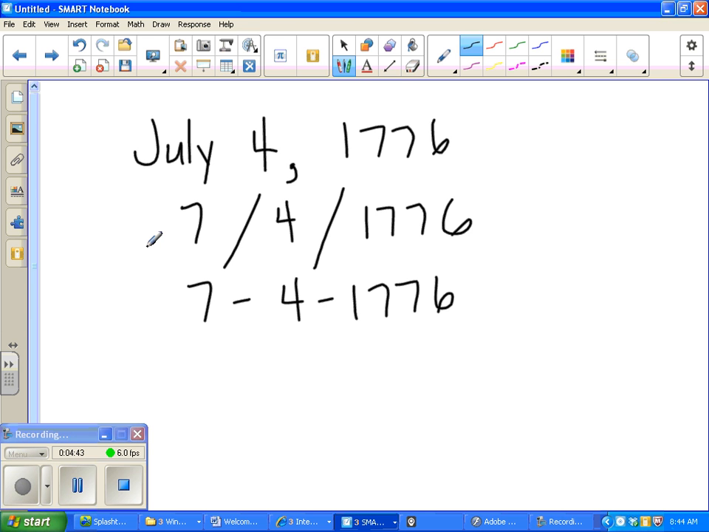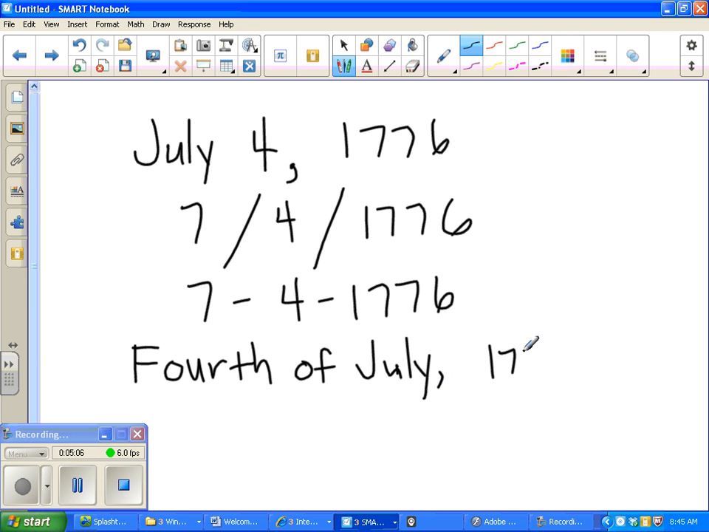Now, it says we can also kind of spell it out. When I talk about July 4th, I usually say the 4th of July, okay? And here's how you would write that. You would have to spell out the word 4th. 4th of July, and I still have to do a comma, 1776, because I still pause there when I say it. Let's try it. Ready? 4th of July, 1776. Excellent, you guys.